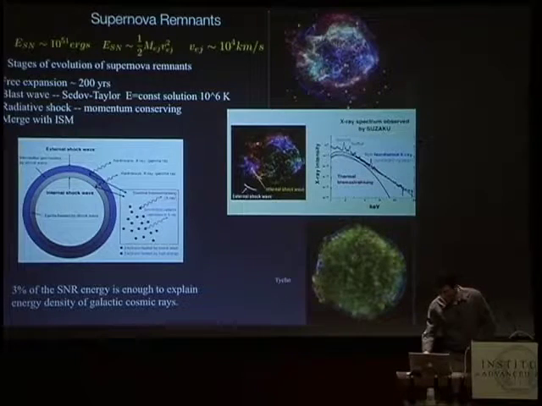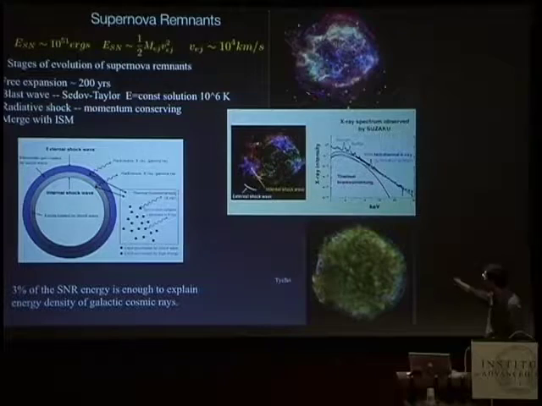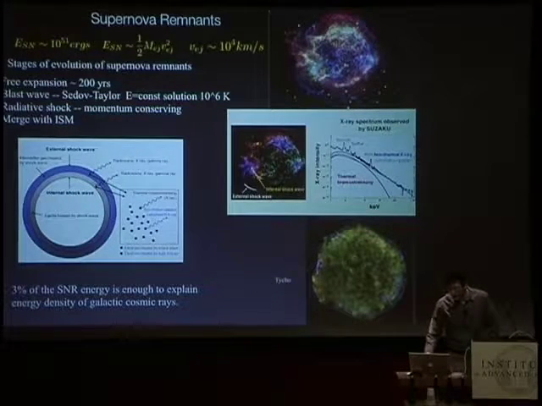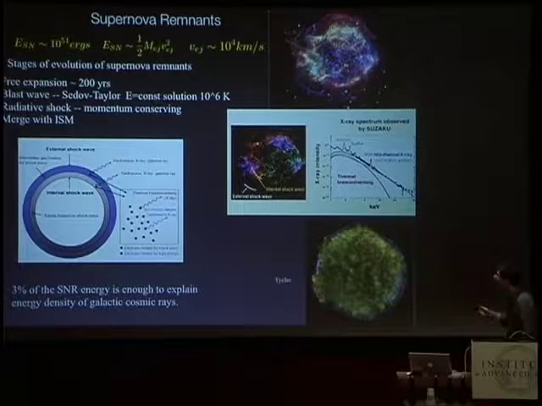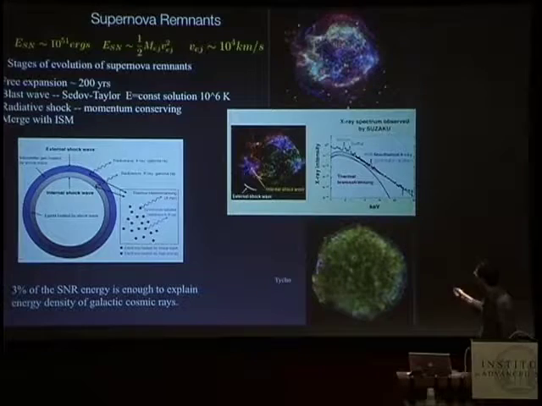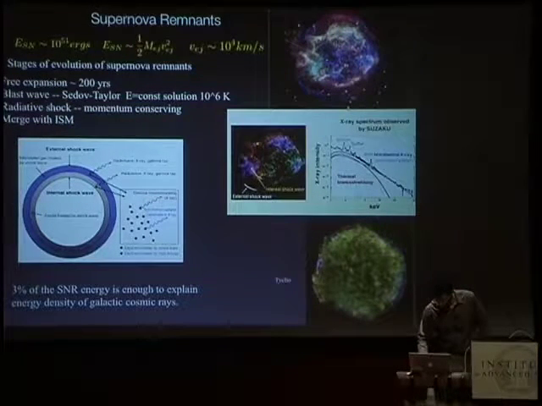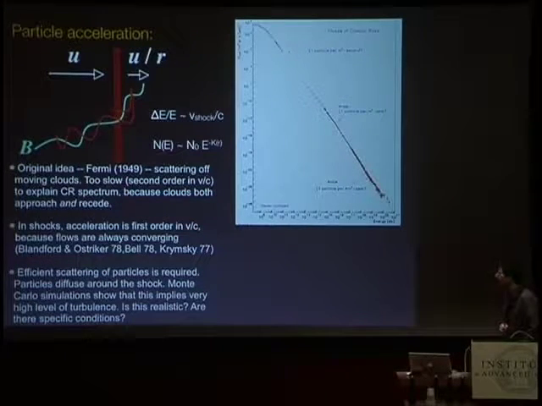Also, evidence from the dynamical shape, the position of the forward and reverse shock in some of these supernova remnants, tells you that cosmic rays are also accelerated in shocks. So maybe about 10% of the energy of these shocks can go into acceleration of protons. Okay, so how does the acceleration happen?